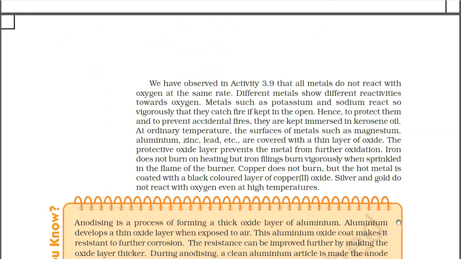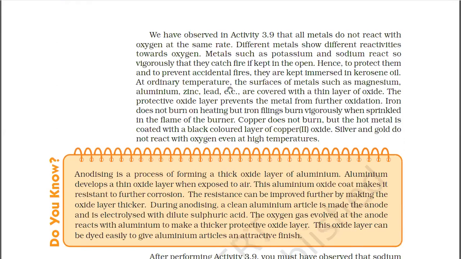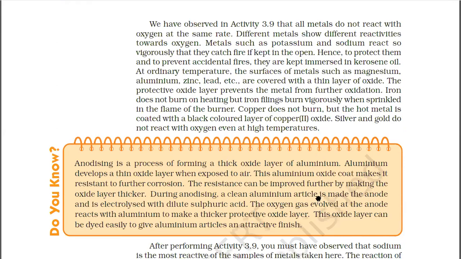Metals such as potassium and sodium react so vigorously that they catch fire if kept in the open. Hence, to protect them and to prevent accidental fires, they are kept immersed in kerosene oil. At ordinary temperature, the surfaces of metals such as magnesium, aluminium, zinc, lead, etc. are covered with a thin layer of oxide. The protective oxide layer prevents the metal from further oxidation. Iron doesn't burn on heating, but iron filings burn vigorously when sprinkled in the flame of the burner. Copper does not burn, but the hot metal is coated with a black colored layer of cuprous oxide.